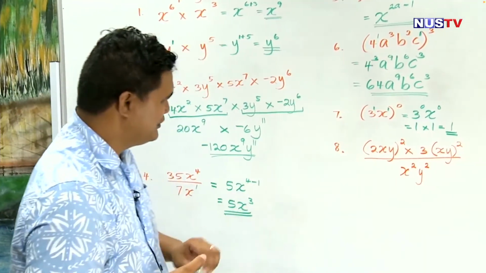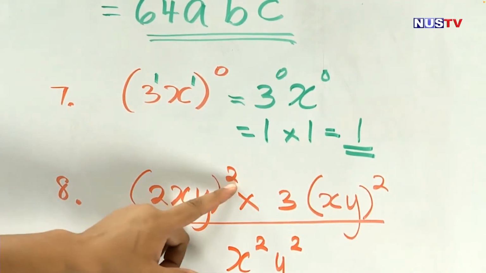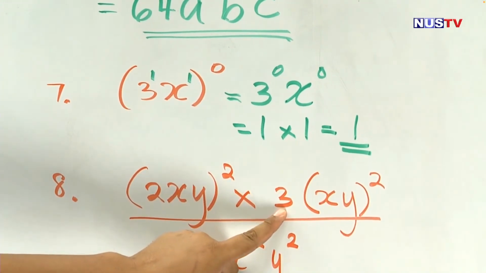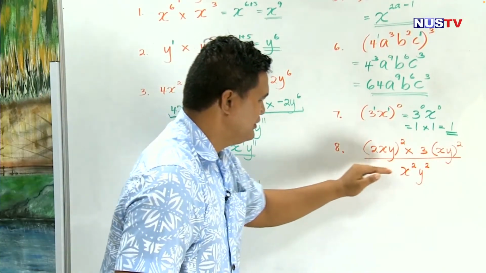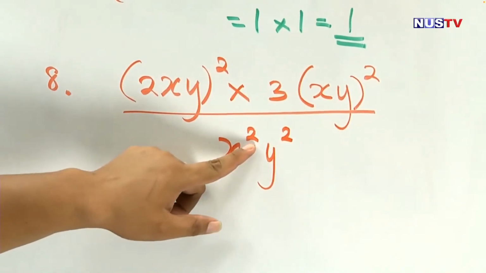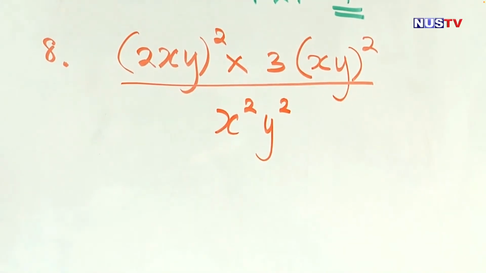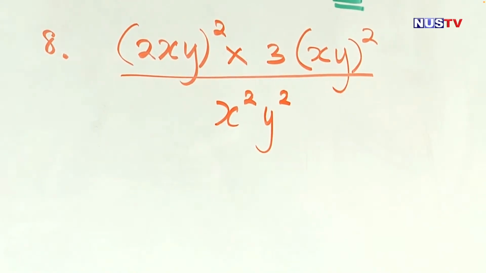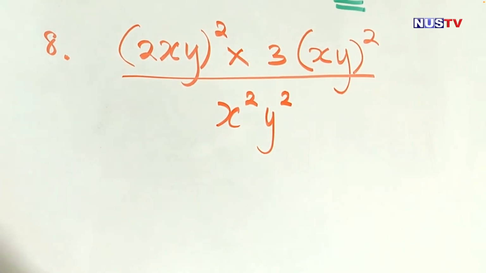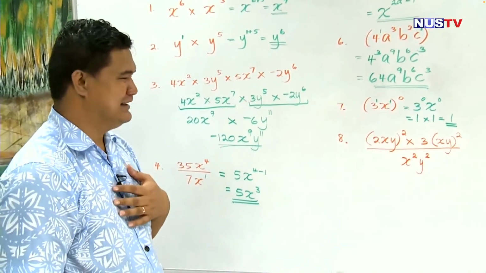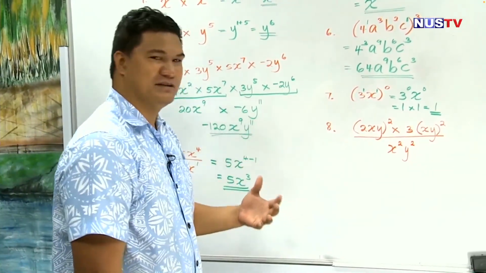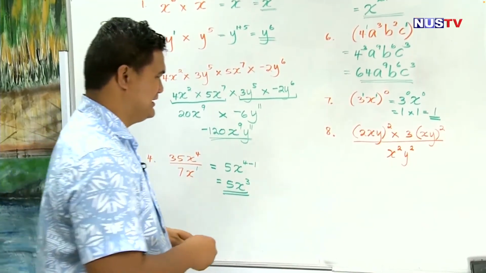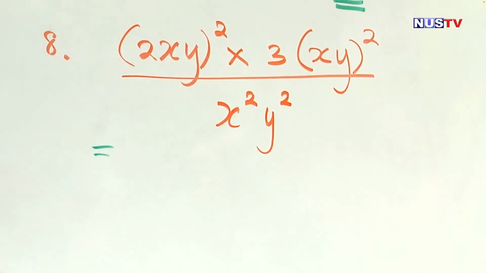The last one here, we have (2xy)^2 multiplied by 3(3xy)^2, all of that divided by x squared y squared. So remember, square just means to the power of 2. It looks hard at this moment, but if we identify one by one, we can easily see how our laws of indices is applied to each one of them. So let's have a breakdown of those.